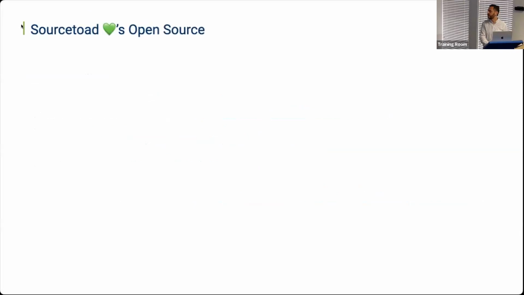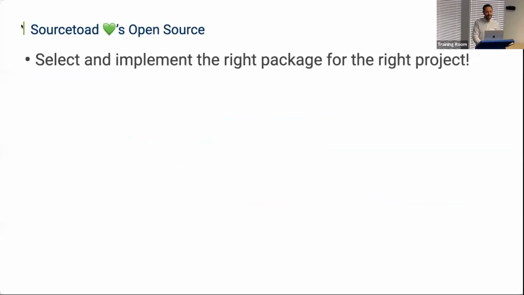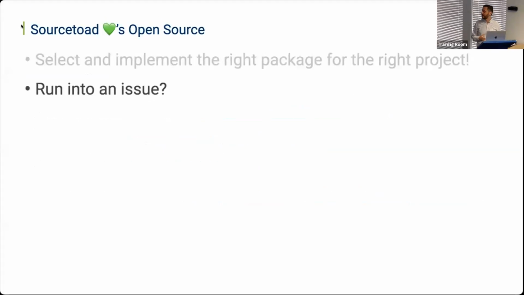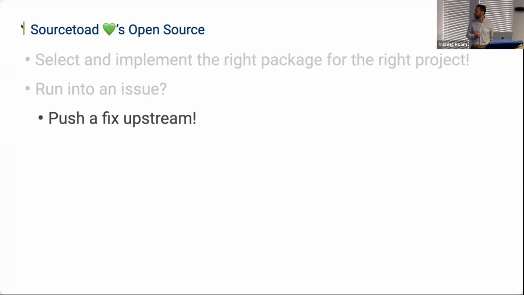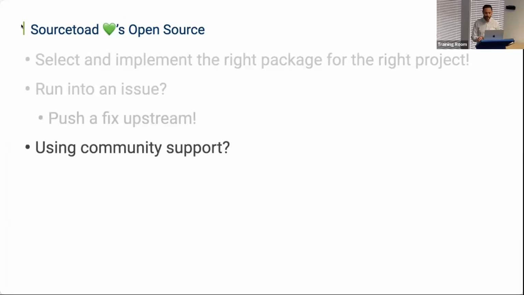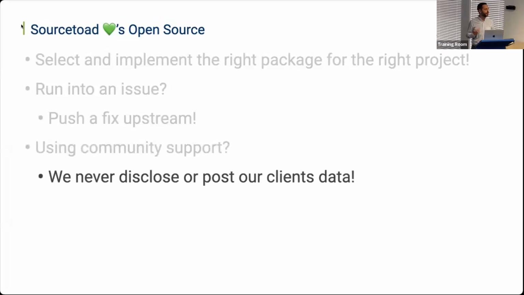So we really love open source at Sourcetoad. One of our core competencies is selecting and implementing the right package for the right product. As we work through this process of selecting packages, we're going to run into issues, right? We're going to see bugs in the vendor packages that we incorporate. Just like we would bill our time to fix things in our code base, if it's easier to fix the vendor package, we do that and push a fix upstream. We would bill for that just like regular application development. And of course, if we're using community support, we would never disclose or post clients' data on these community forums.